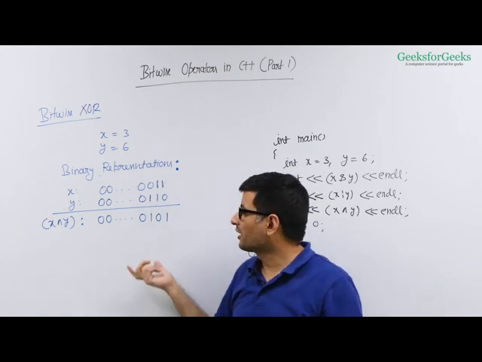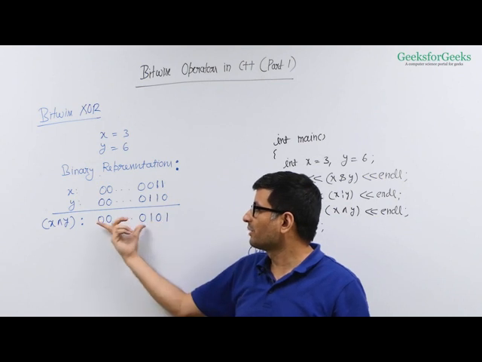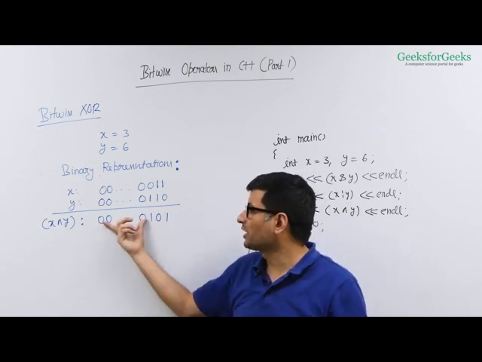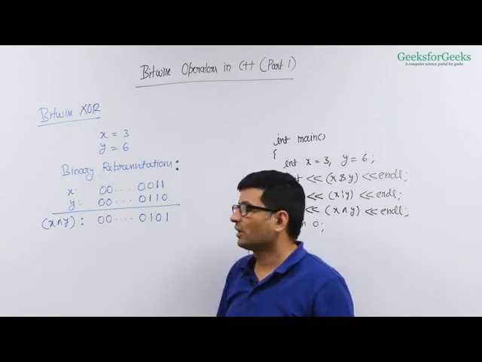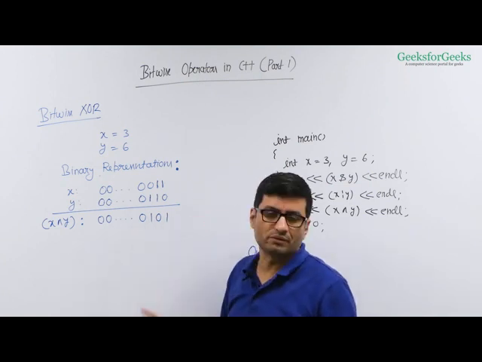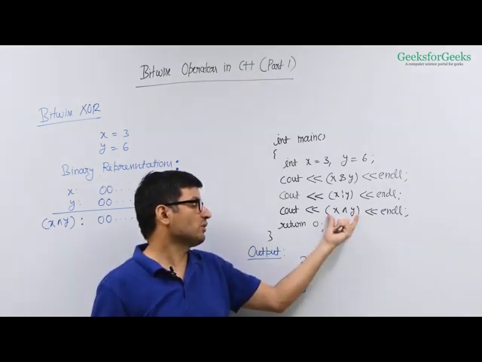So we have a number in the result whose last 3 bits are 1, 0, 1 and the remaining leading bits are all 0. If it's a 32-bit number, then these are 29 bits. If it's a 64-bit number, then these are 61 zeros. Now what is the decimal equivalent of this number? It's 1 plus 4, 5. So we get the output 5 when we do bitwise XOR of x and y.